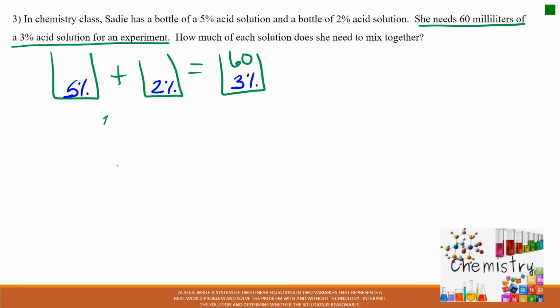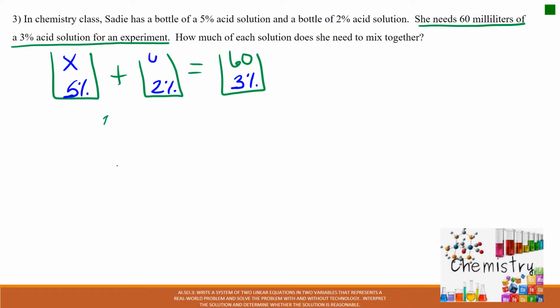What if she makes it all with 5%? Your eyes are going to be burning and you're going to be blind. What if she makes it with 2%? Your eyes are still going to be messed up a little bit because they're not strong enough. So we have to mix them together. But how much? I certainly want Sadie to mix these properly. So how much of each solution?